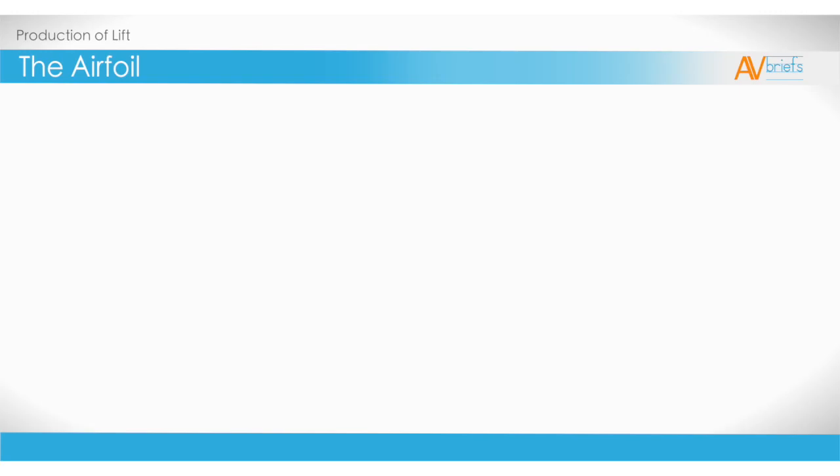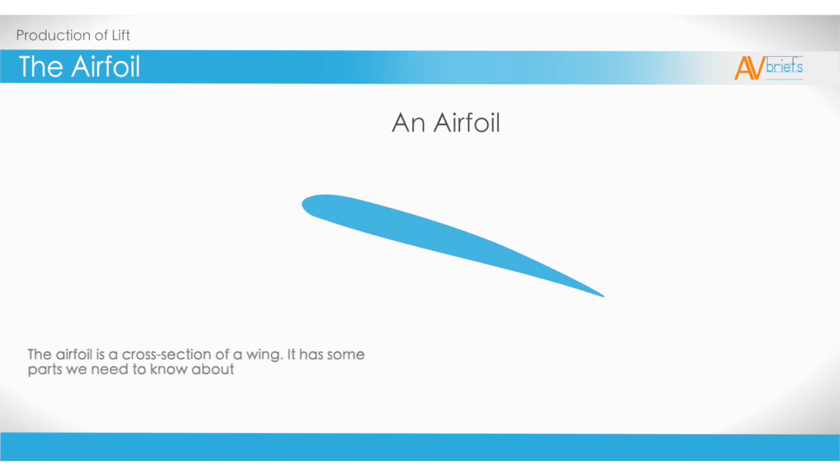An airfoil is a basic structure of a wing. Now that you're familiar with what an airfoil is, let's further define its parts and the role each part plays in the production of lift. The airfoil is a cross-section of a wing, and it has some parts we really need to know about and understand.